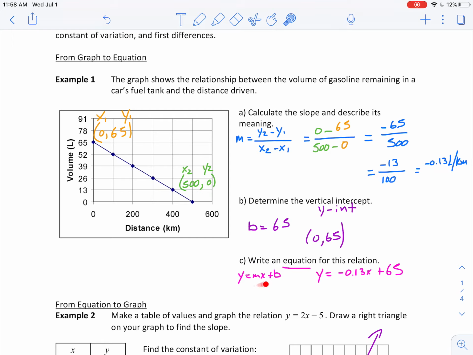The equation that we're going to use is in the form y equals mx plus b, and we need to know two things. We need to know what our m value is, and we need to know what our b value is. Since we know those, we can create the equation by simply plugging in those values. y equals, in this case, negative 0.13x plus 65.